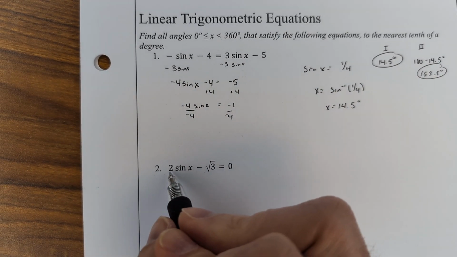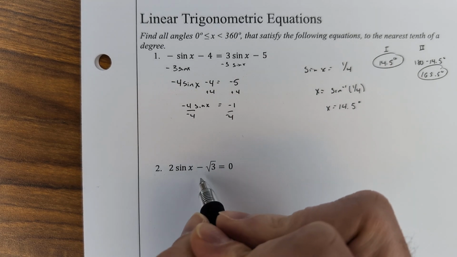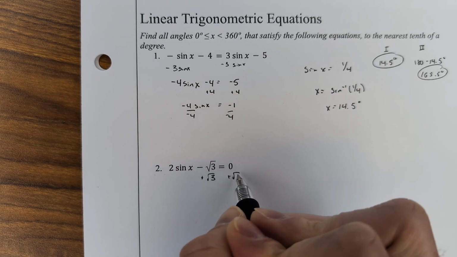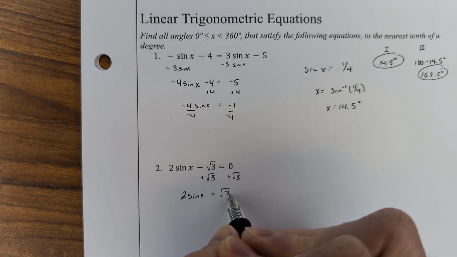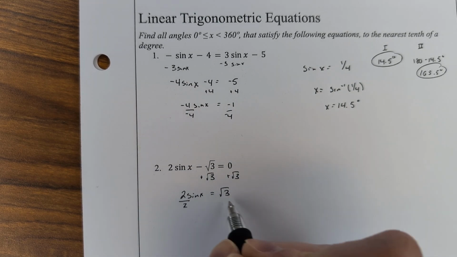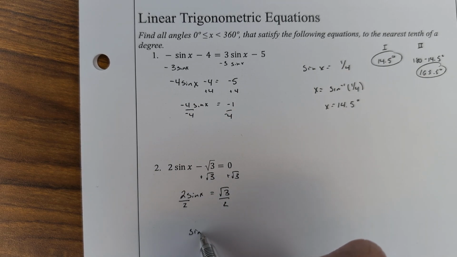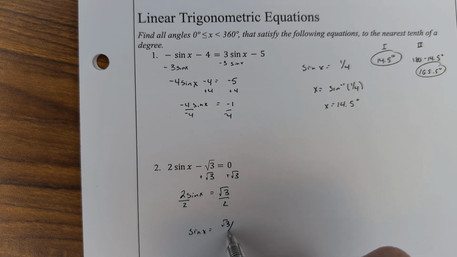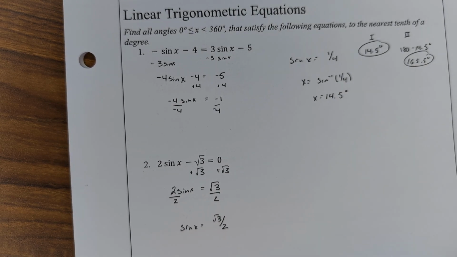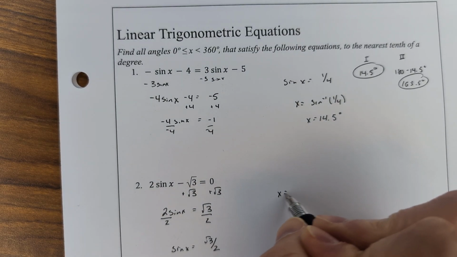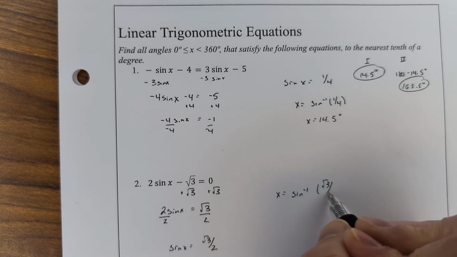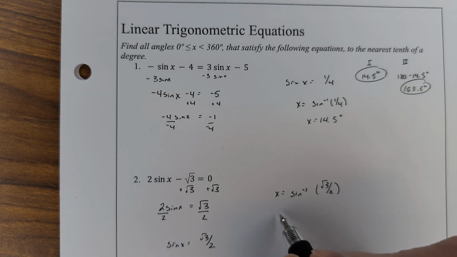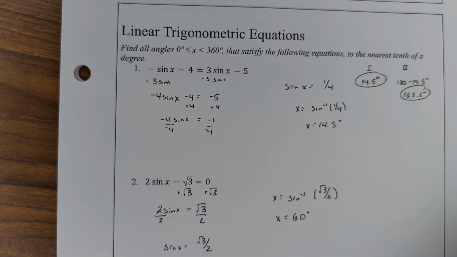All right, so for 2, I've only got 1 trig function, so I'm going to leave it here on the left. I need to move the root 3 to the right-hand side. So 2 sine x equals root 3. Divide both sides by 2. So sine x equals root 3 over 2. Now to solve, I use the inverse function of the absolute value. Well, that's still positive, and this would give me 60 degrees.